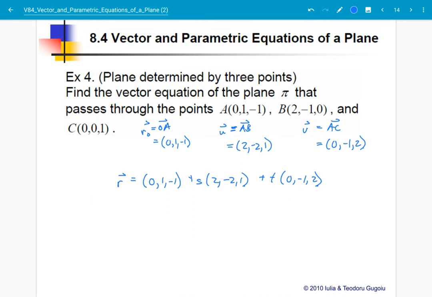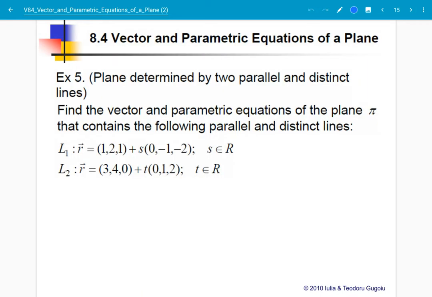Okay, next example, example 5. Two parallel and distinct lines. So look at those lines. And it seems pretty obvious that we have an R naught. We can use one of the ones from either of the lines. So we'll just take the first line. And we have a direction vector. And you see that those two direction vectors are scalar multiples. You multiply the first one by -1, you get the second one. So we just use one of them. I'll use the one that's all positive. It doesn't matter. But V is the question mark.